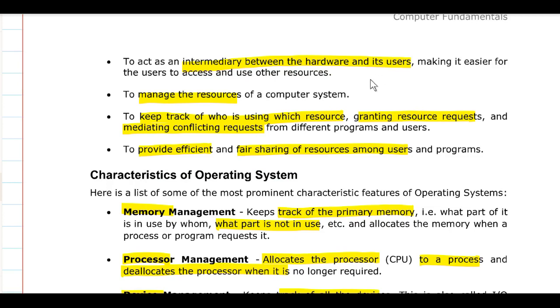And the OS manages the resources of the computer, and I think we have also said that it keeps track of who is using which resource, or granting requests to the person who requests, or the application that requests, or the hardware that requests, etc.